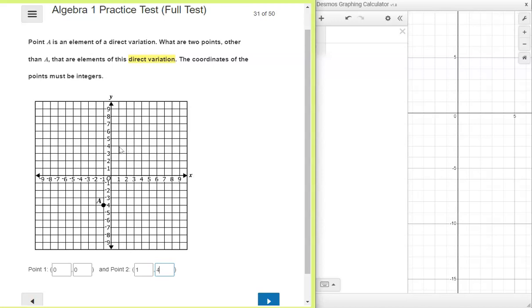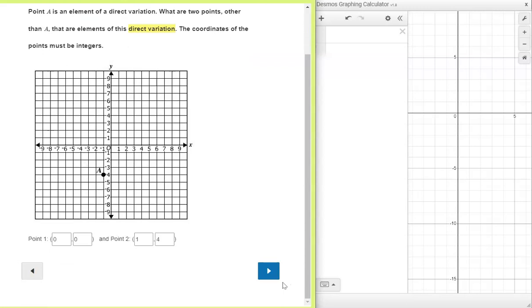You can also keep going up. 1, 2, 3, 4 over 1, so you can pick 2, 8. Or you can come down here and left, and then 1, 2, 3, 4, so you can pick -2 and -8. Those would be all of the points that you can put in here. Do not put this point, negative 1, 4, because it says what are 2 points other than A, so A wouldn't work. Just the way they're asking that question, honestly.